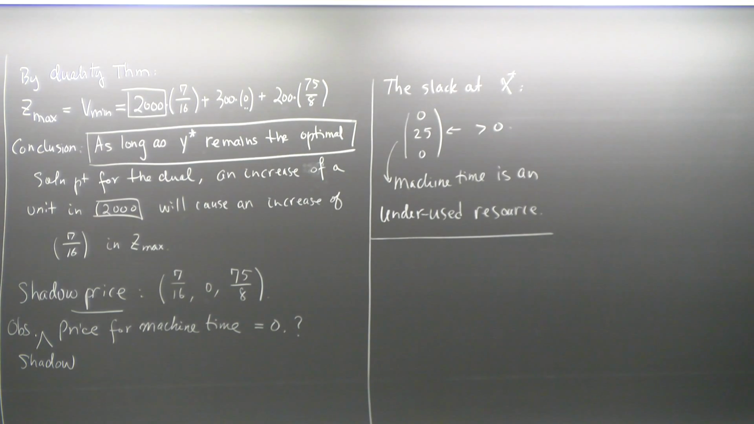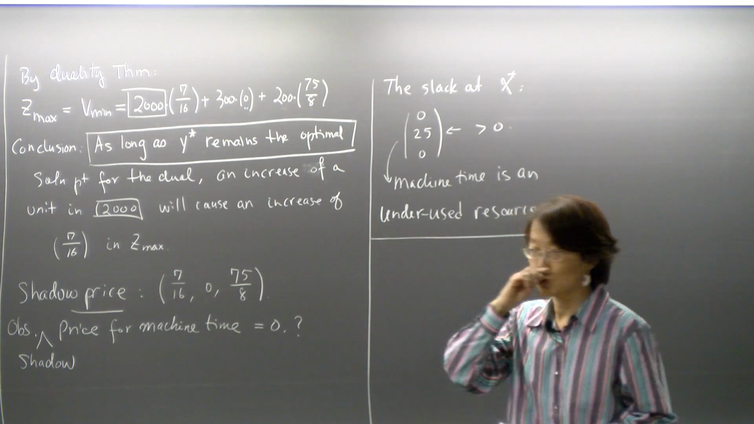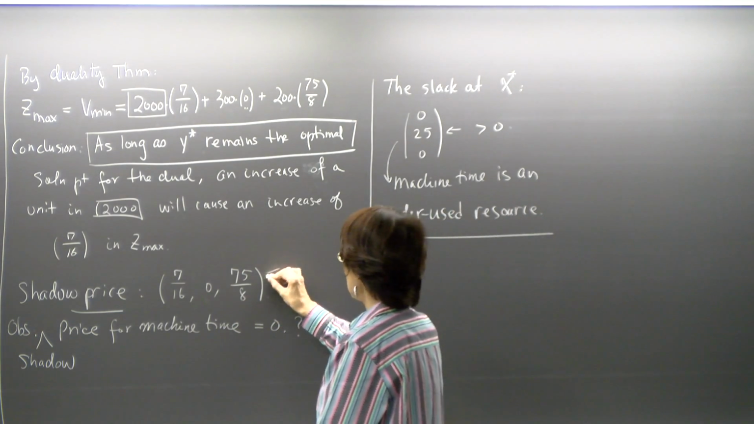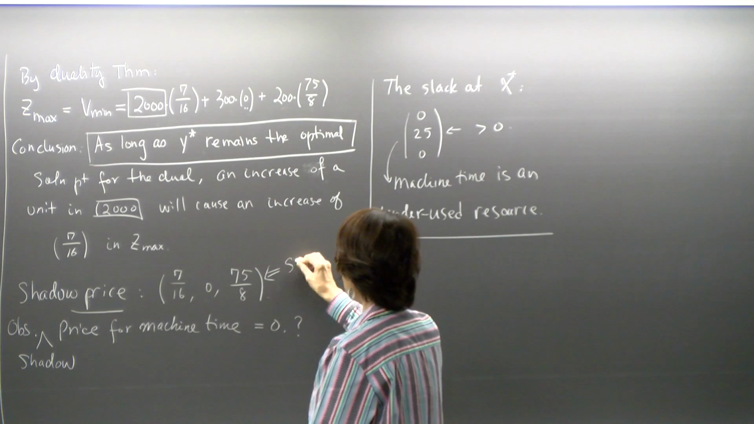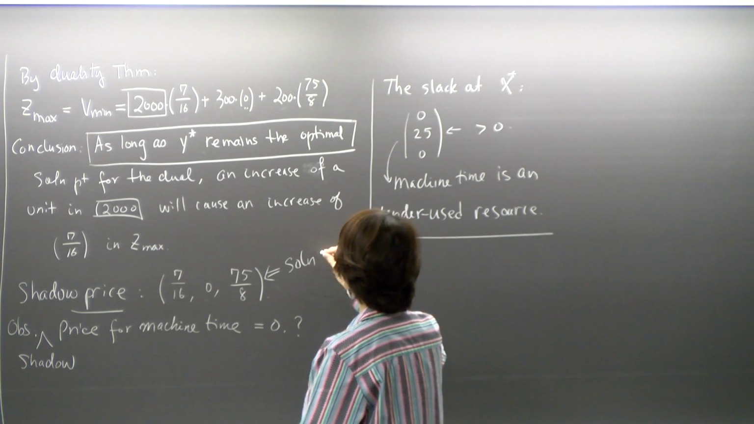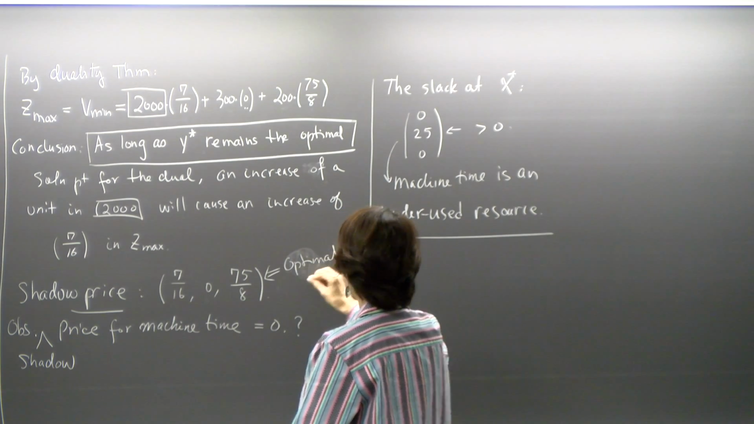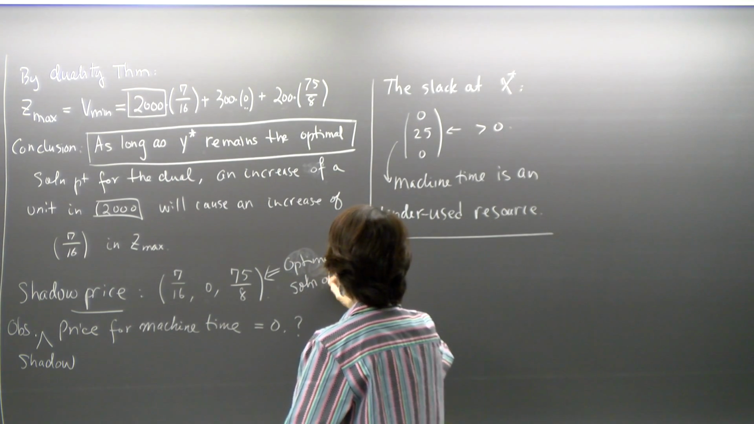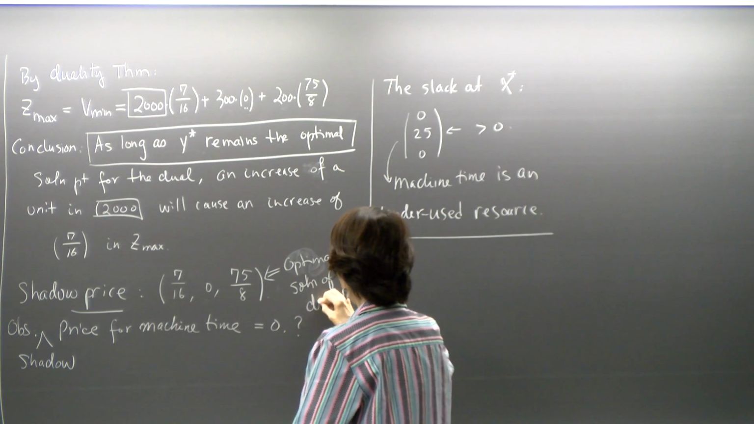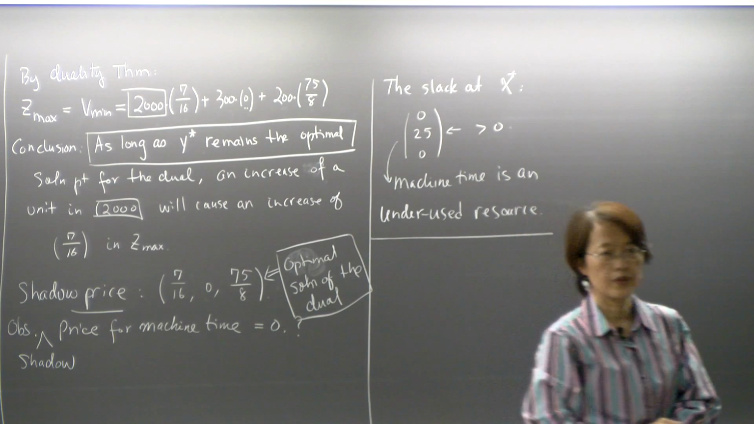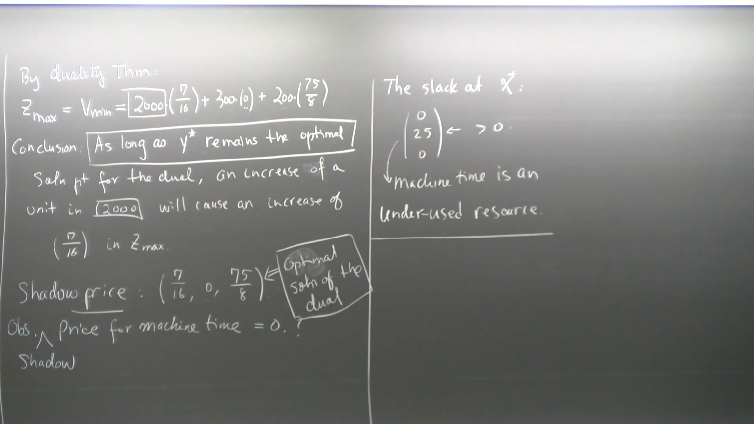How to use the dual? The solution of the dual gives you the shadow price. Maybe I should highlight. So this is actually the optimal solution, the solution of the dual. Okay, that gives you the shadow price. So that's why the dual problem is important, in many settings. That's one thing. Is it okay? Any questions?